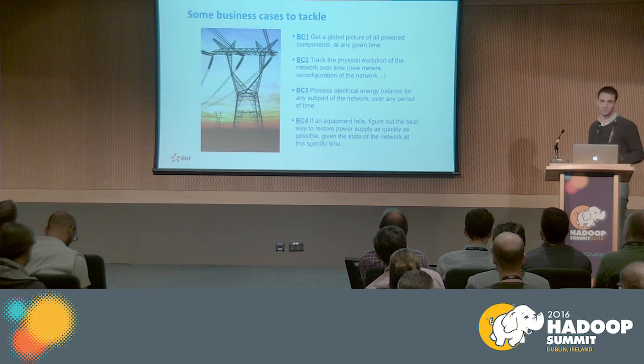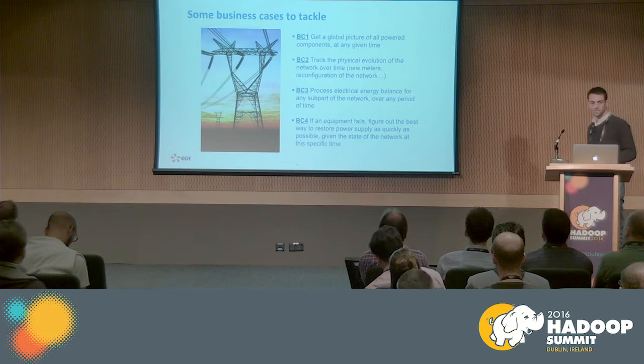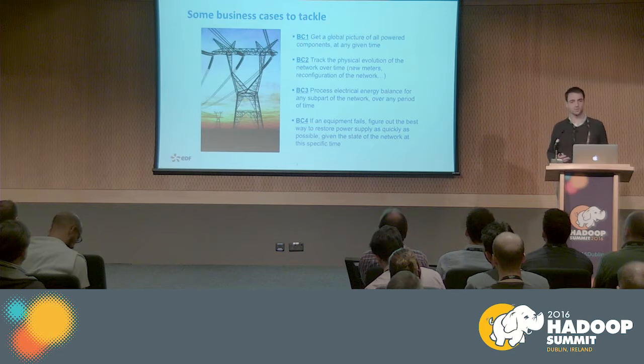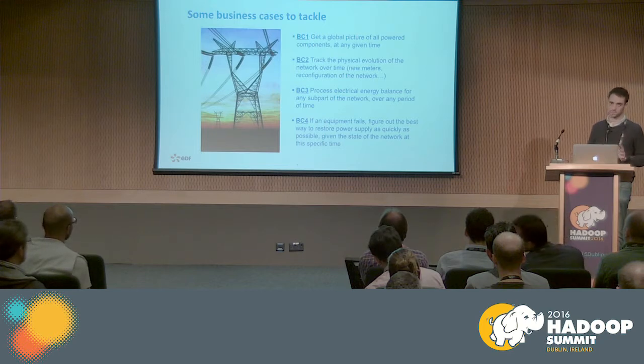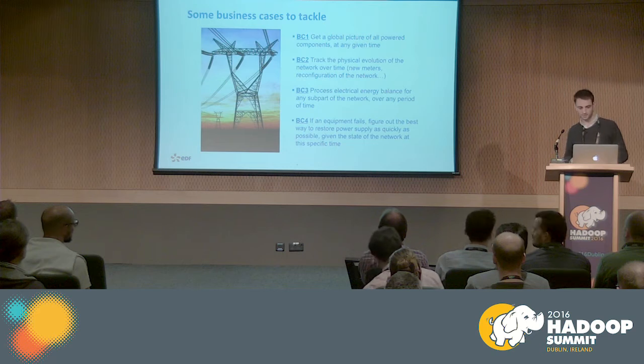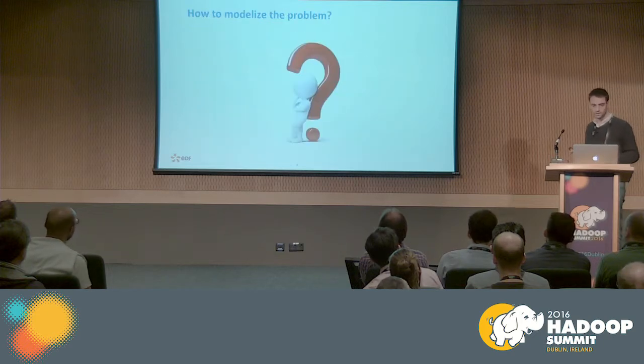Next, we want to process the electrical energy balance for any subpart of the network and for any given period of time. And finally, in case of an equipment failure, we need to be able to figure out the best way to restore power supply to subsequent components, taking into account the network configuration at this very specific time. So, according to the description of these few business cases, we can realize how important is the modelization of time, of events over time.